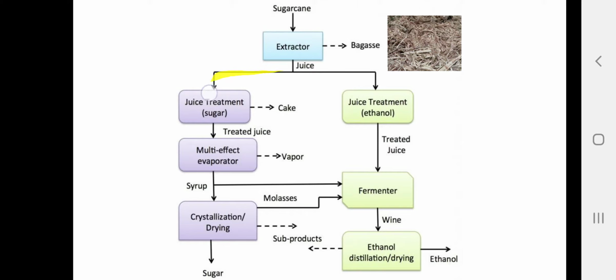Or the juice which is obtained from this is subjected to treatment, then later on it is evaporated to obtain the syrup. Now this syrup can be let inside the fermenter to obtain wine or to obtain the ethanol. Or from this syrup itself, it may be subjected to crystallization and drying to obtain the sugar.